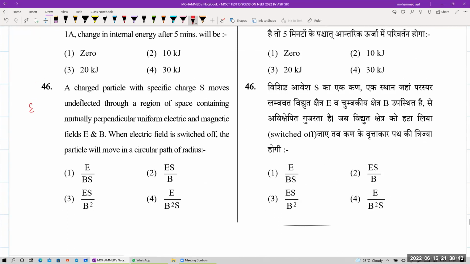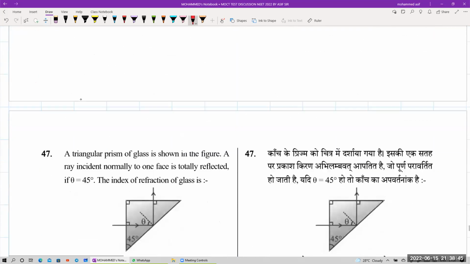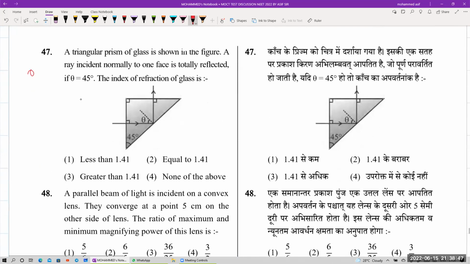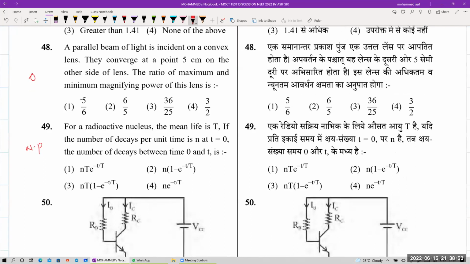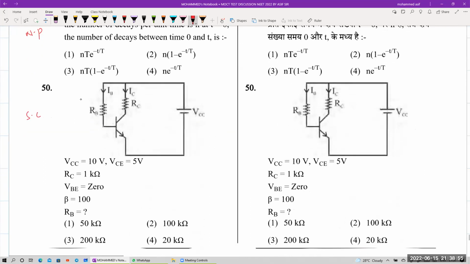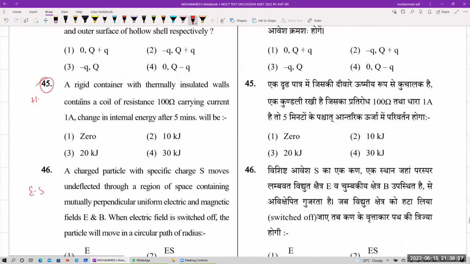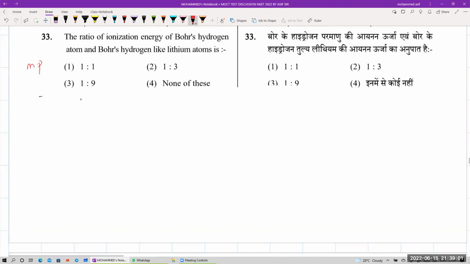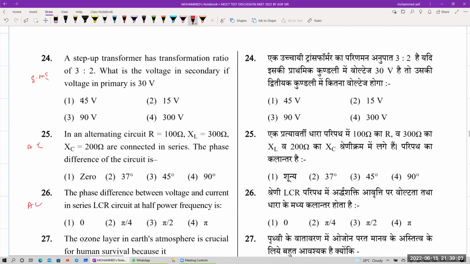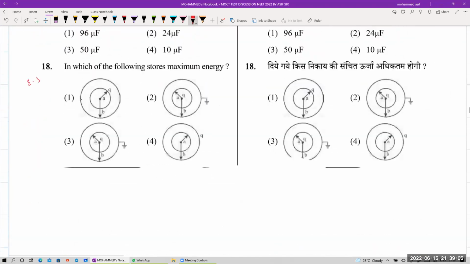46, an electric field, this is your electrostatics. Then this one is your optics. Ratio of maximum to minimum resolving power, this is also optics. This is your nuclear physics. And this is your semiconductors and devices. Okay. So the questions we can do are only from modern physics, heat and thermodynamics, gravitation, and units and dimensions.